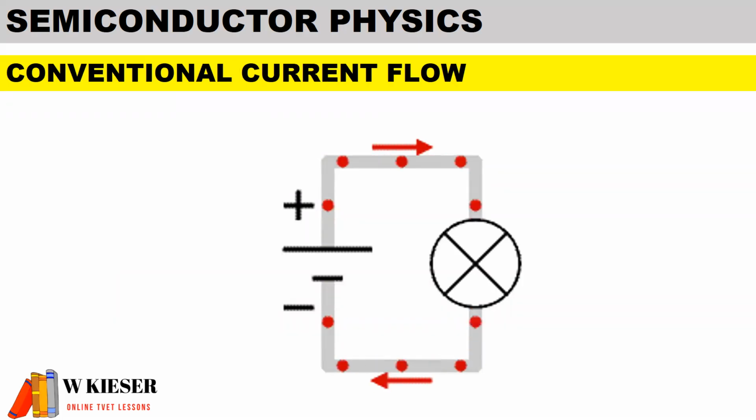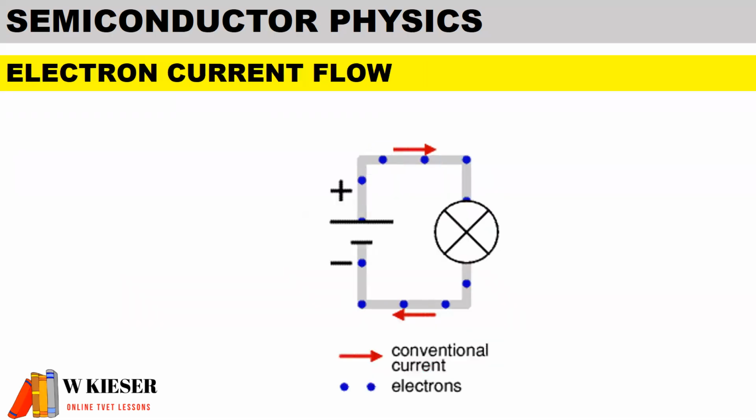Conventional current is from positive to negative, and electron current flow is from negative to positive.